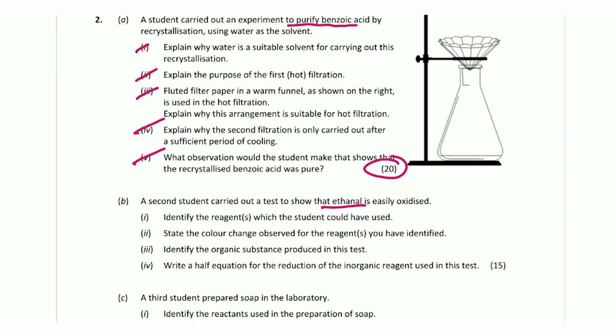So now going back to the main question, on part B, I've done part 1 and part 2. So we've identified the reagent and stated the colour change. Now we're going to be looking for the organic substance produced in this test. And then they're going to look for an equation for the reduction of the inorganic reagent used in this test. That inorganic reagent is the potassium permanganate in our case, but it would have been from the Tollens or the Fehlings, whichever reagent you'd like to use in your case. So we'll fly into those questions and I'll delve into what's involved in that.